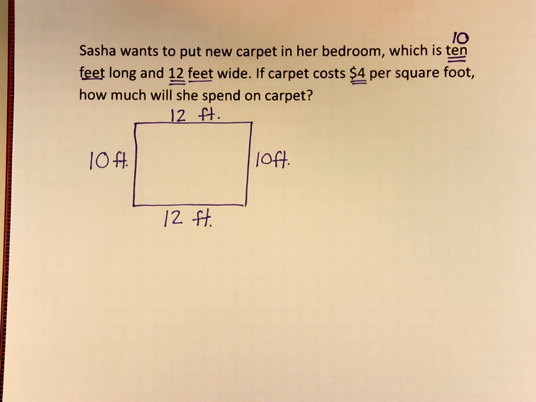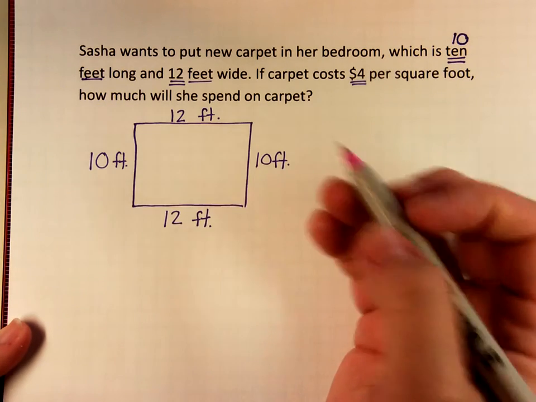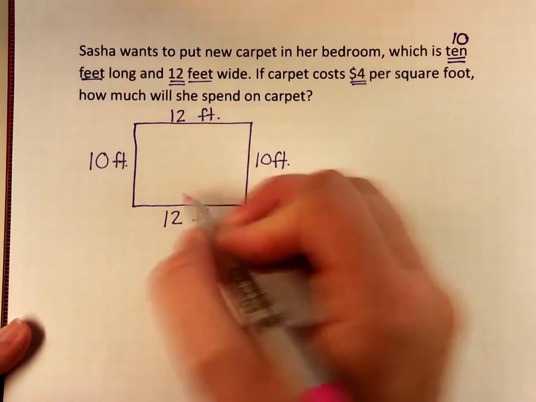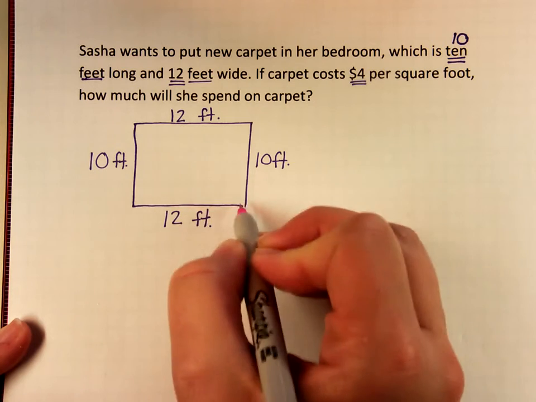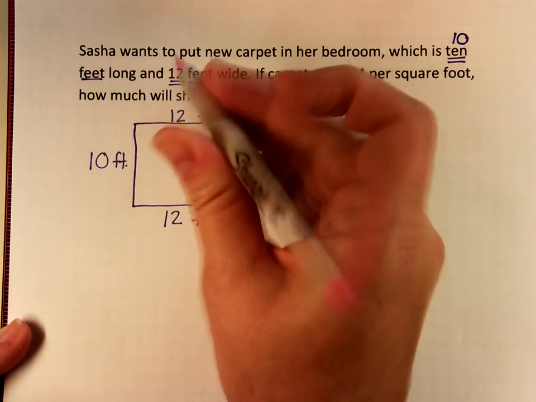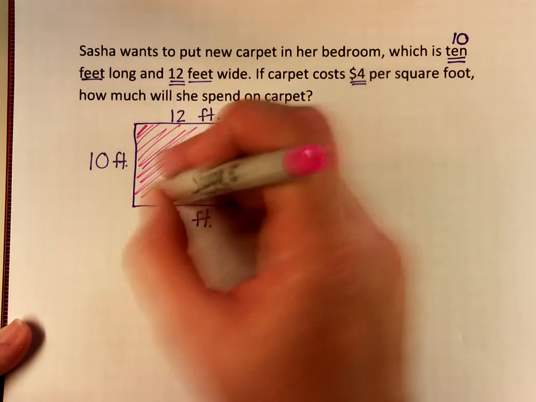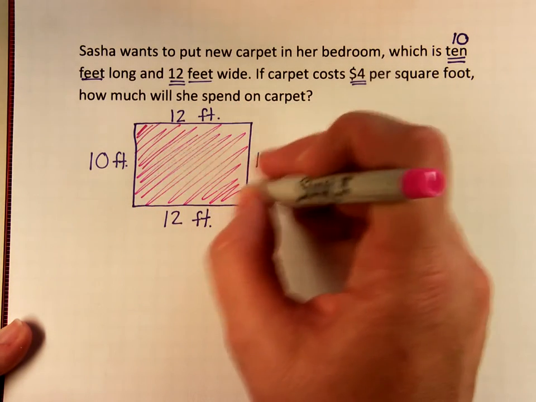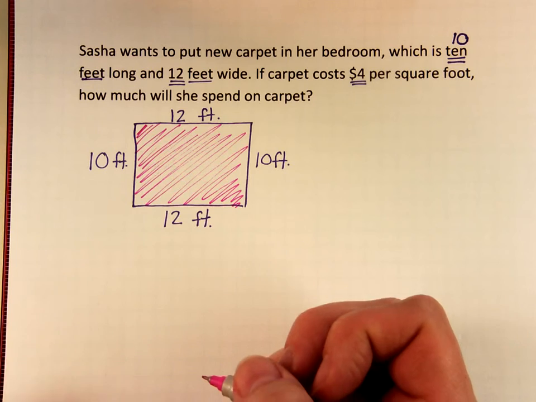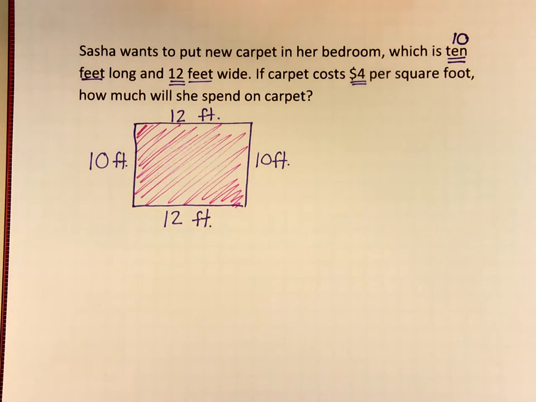The question says she wants to lay carpet, and carpet is usually across the entire room. It's not just on the outside, right? Like an outside strip. It covers the entire room. It's everything that you're standing and walking on. So that's a nice visualization.